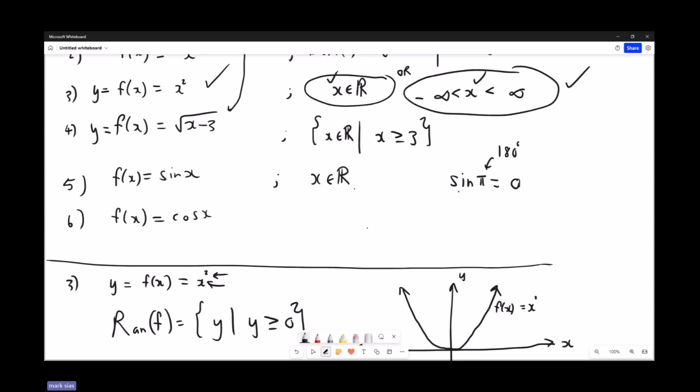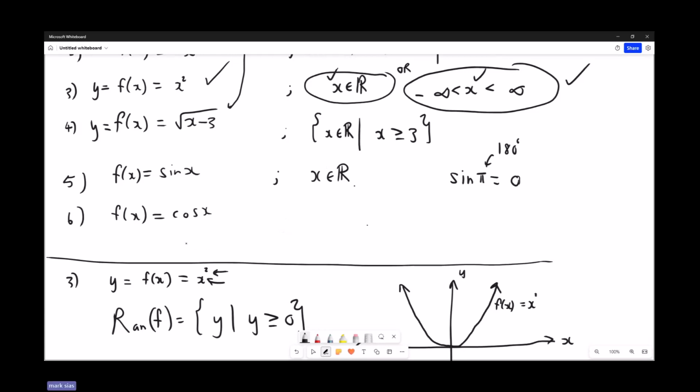So in this case, you are correct that x can assume any real number. It's not a problem. It's fine. It's defined for all real numbers, that function. Okay. Right. Great.